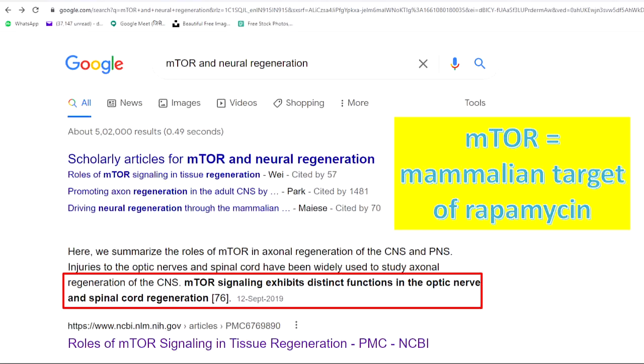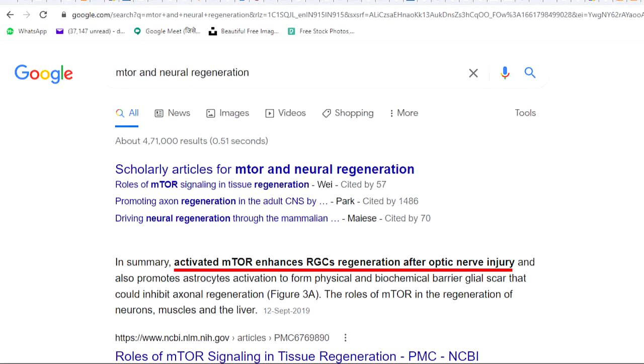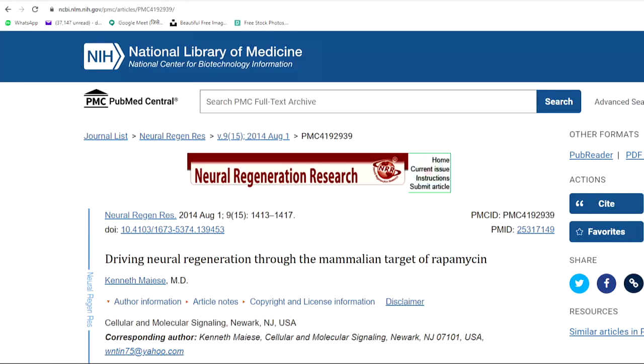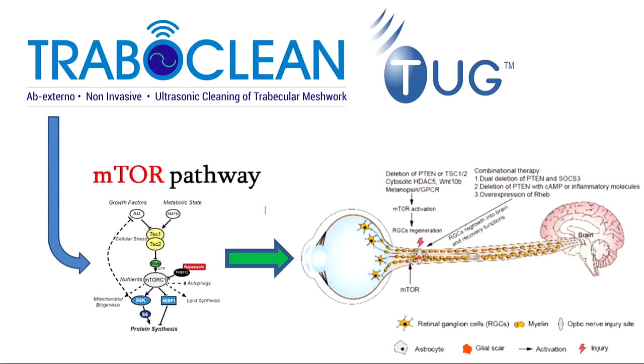mTOR is known to induce the regeneration of optic nerve and spinal cord. Activated mTOR induces and enhances retinal ganglion cell regeneration and rejuvenation. We can drive neural regeneration through the mTOR cascade. TRABOCLEAN TUG activates the mTOR pathway, which leads to retinal ganglion cell regeneration, which not only holds the progression but actually reverses the glaucoma and the field changes.